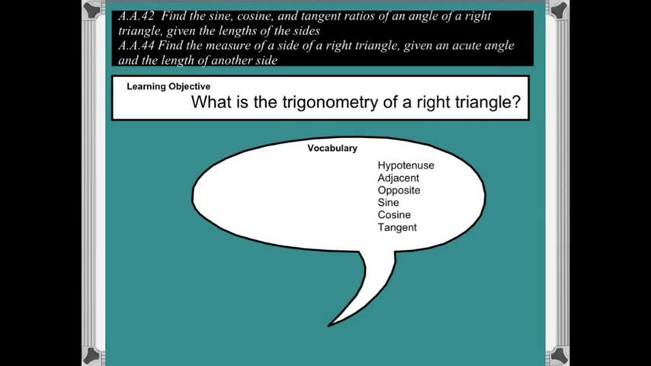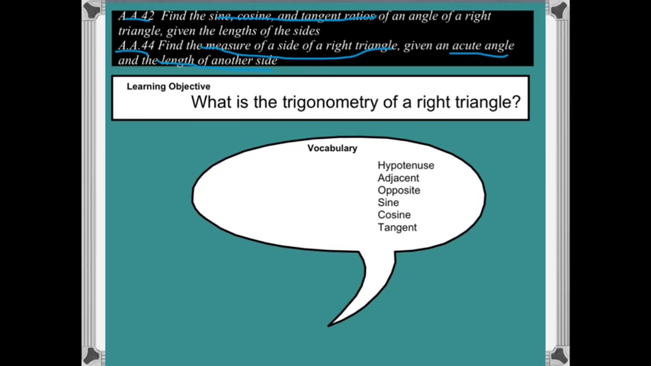Okay, today we're going to start our lessons on the trigonometry of a right triangle. So this covers the integrated algebra standard AA42, which is find the sine, cosine, and tan ratios of an angle of a right triangle given the lengths of the sides, and AA44, which is find the measure of a side of a triangle if you're given one of the acute angles and the length of another side.